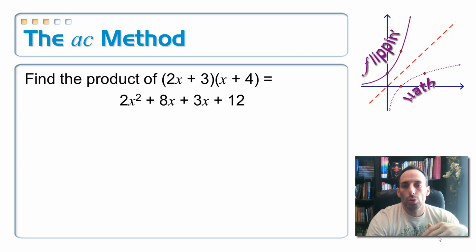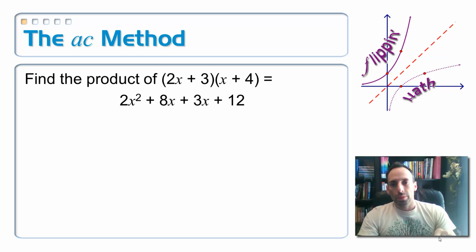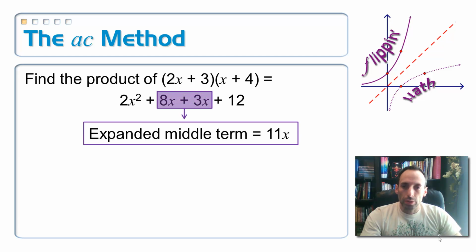So whenever I go to FOIL this thing out, the middle term would add up to 11x, right? I'd have 8x plus 3x, that would add up to 11x. But right now I don't want to think about that, other than the fact that those would add up to 11x. If I expand that out, I'd get 8x plus 3x. Specifically, I want you to look at the numbers 8 and 3. 8 and 3 is what we're concentrating on.